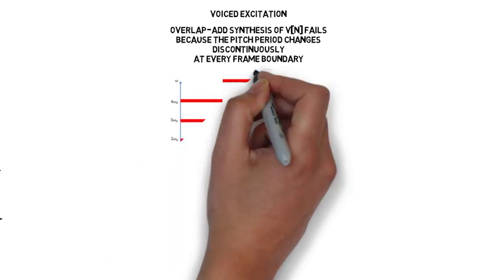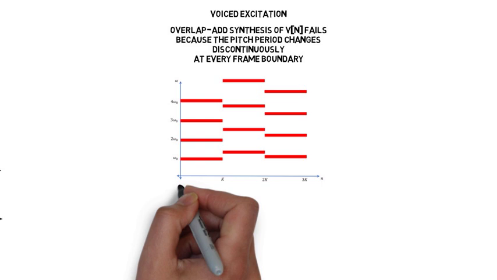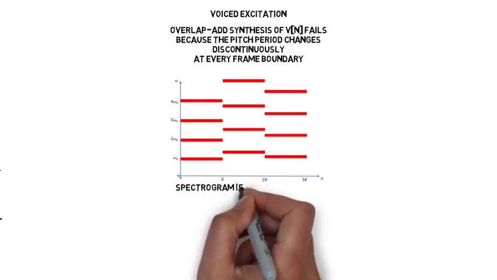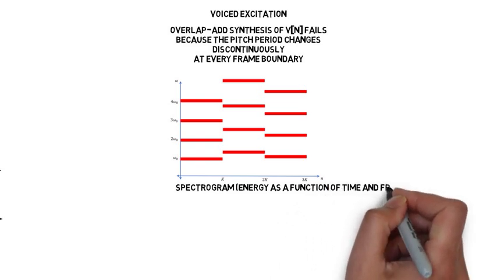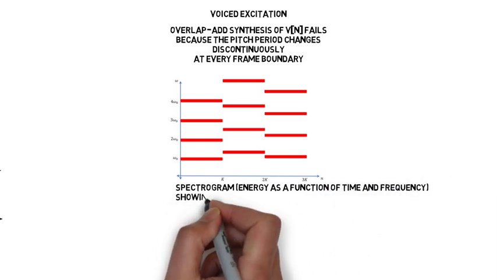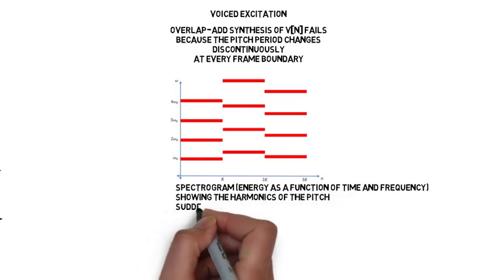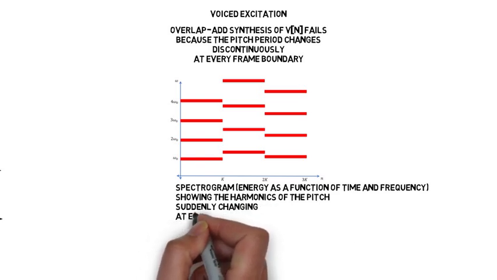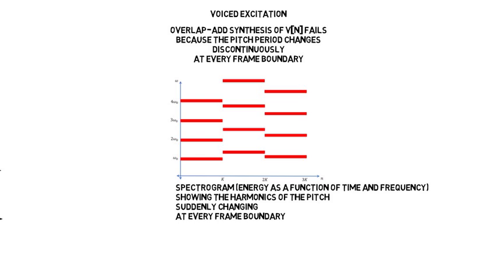And so here's a picture of what that looks like in the time frequency domain. This is a spectrogram, which is a plot of the energy as a function of time and frequency. And it shows that the harmonics of the pitch change suddenly at every frame boundary. So every time you go from the 0th frame to the first frame, suddenly all of the pitch frequencies change, and so you get this discontinuous jump, and that sounds really bad, as you can imagine. If you're saying ah, and then suddenly you jump to ah, it sounds really unnatural.